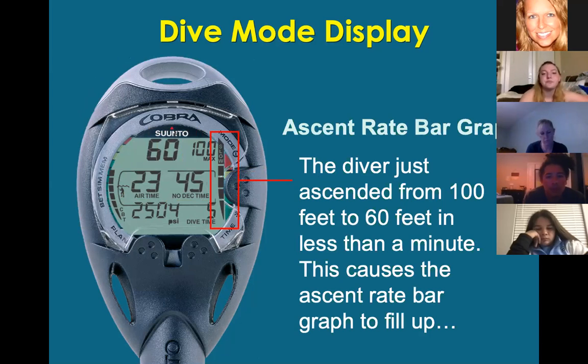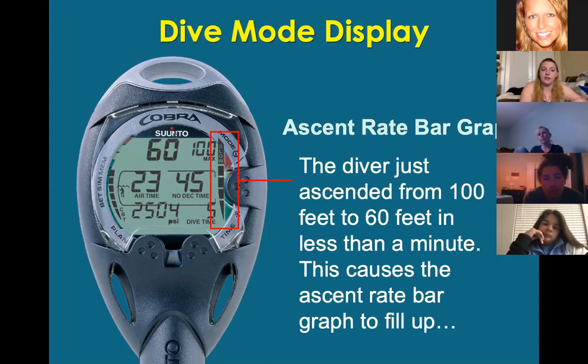So the ascent rate bar graph: the diver just ascended from 100 feet to 60 feet in less than a minute, and that causes the ascent rate bar graph to fill up. A lot of these computers will beep at you if you're going too fast. So mine will beep at me if it thinks I'm about to go too fast, and then it will beep at me if I'm going too fast.